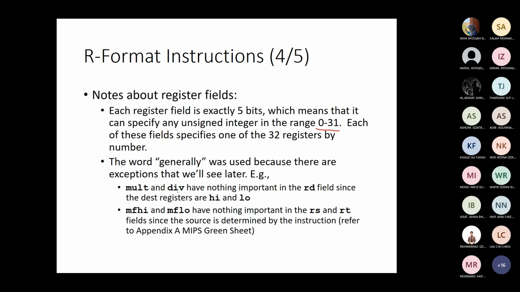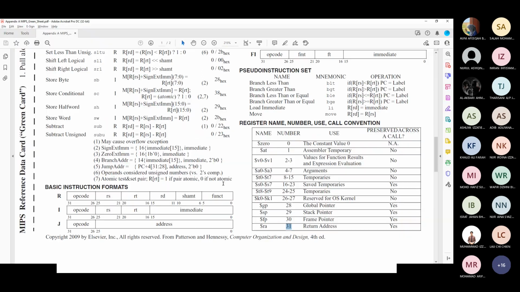multiplication and division. Multiplication and division have nothing important in the RD field since the destination registers are HI and LO. Move from high and move from low have nothing important in the RS and RT fields since the source is determined by the instructions. So remember, when we use multiplication and division, we use these two registers, high and low, as destination registers.